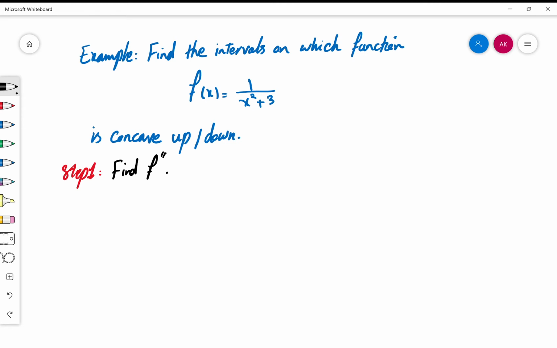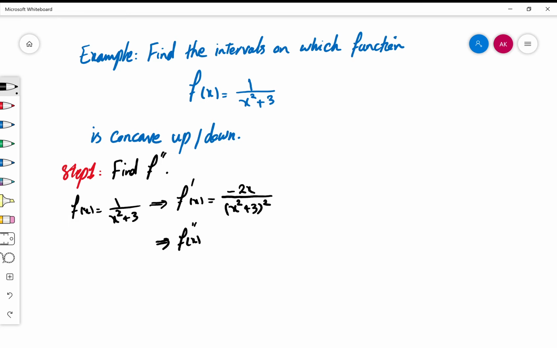So f of x is 1 over x squared plus 3. Then f prime of x, you either use the quotient rule or use the power plus chain rule. You get negative 2x over x squared plus 3 squared. Then to find f double prime, we need the quotient rule.